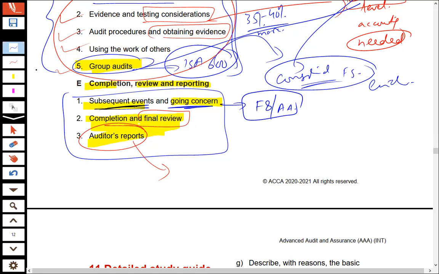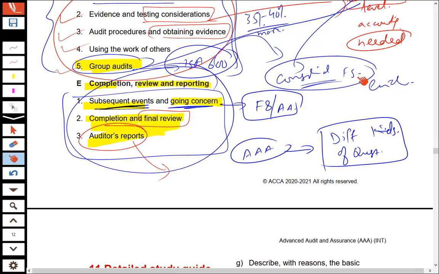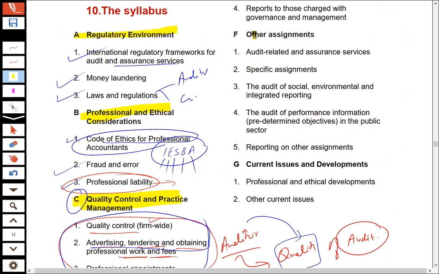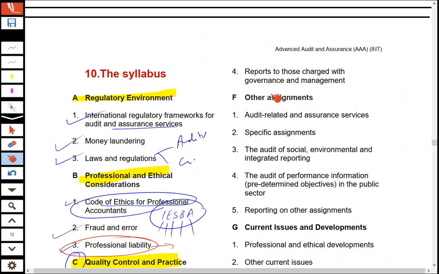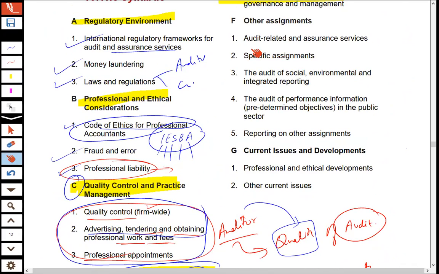Subsequent events, going concern, completion, and final review, all these contents you had already covered in paper F8 AA. But in paper AAA, there are different kinds of questions. The nature of the question is totally different. Let's see when this content is taught by me, so that you will be able to understand much better. And then there are other assignments, reports to those charged with governance. This is similar to the F8 level. Now, other assignments.